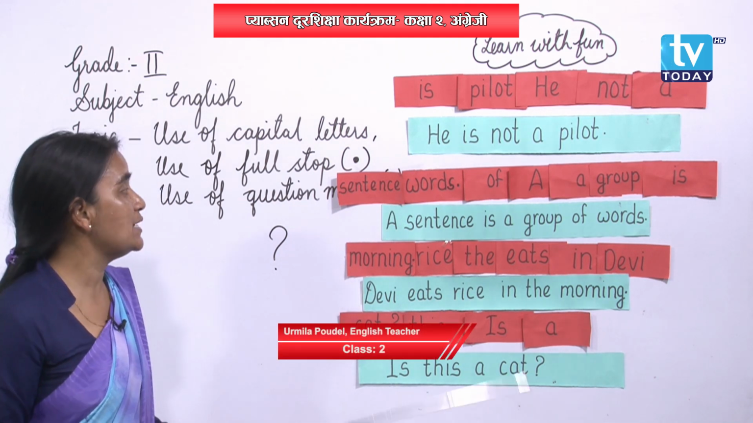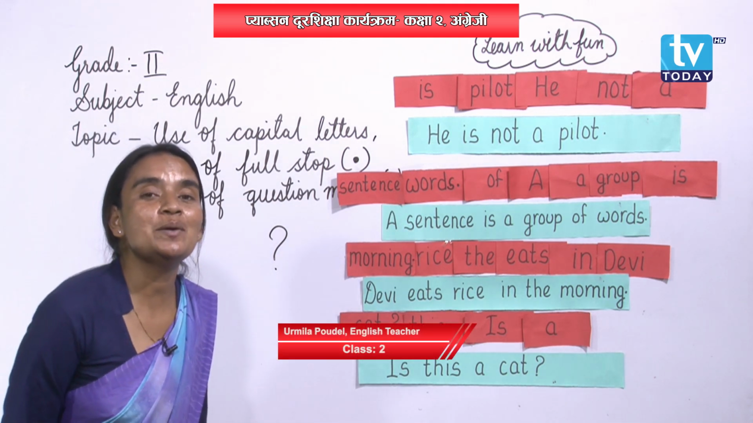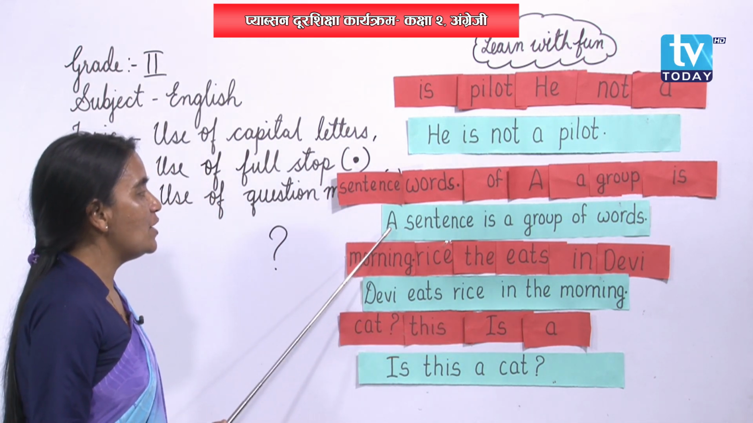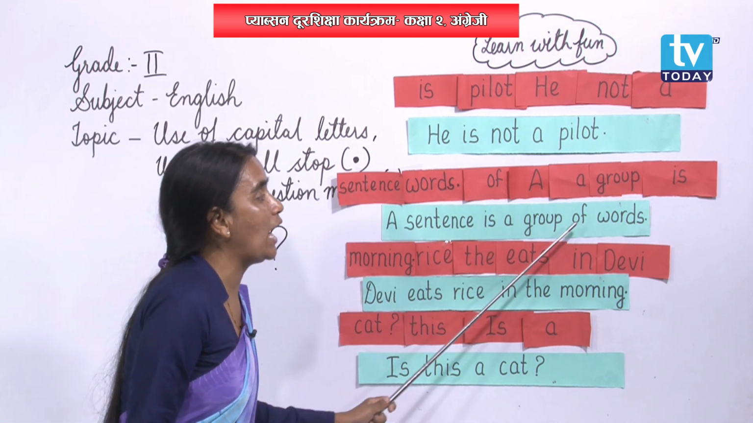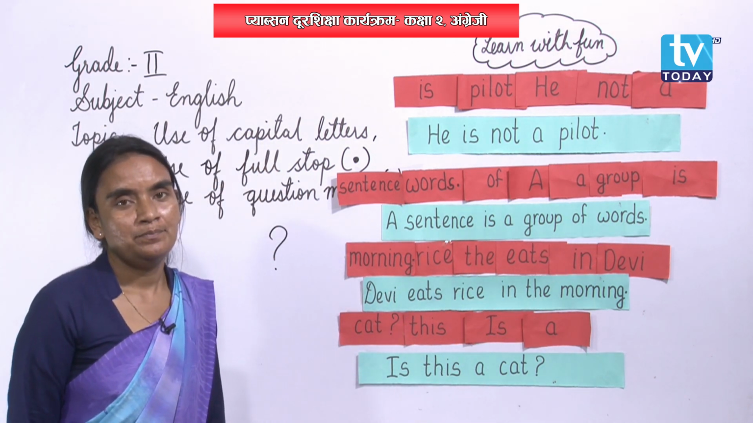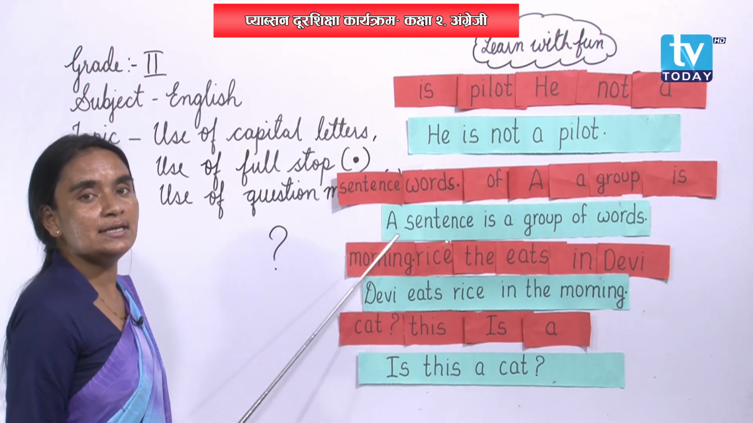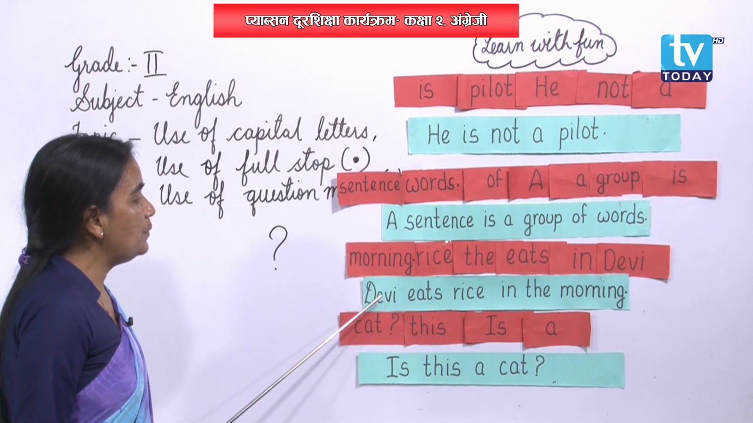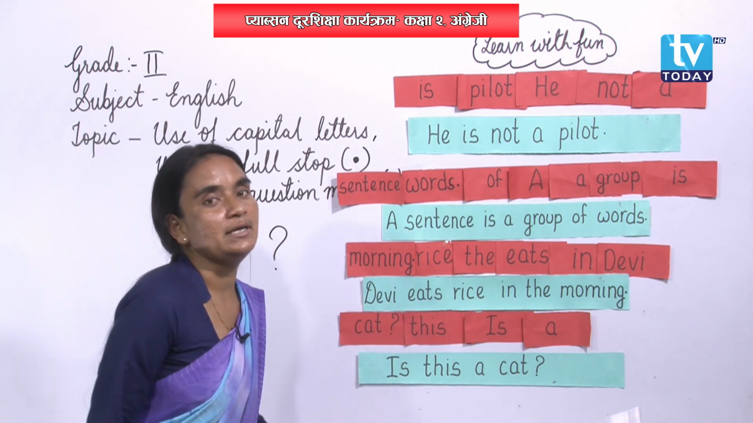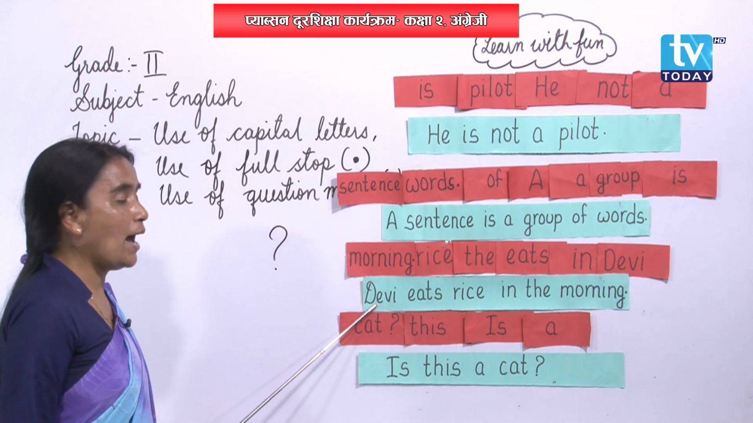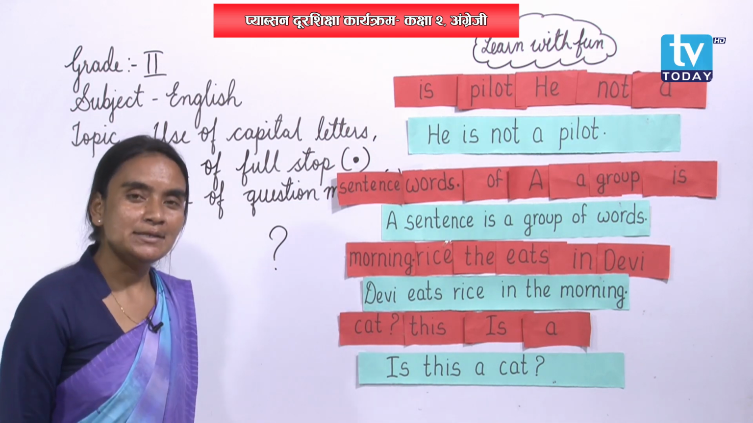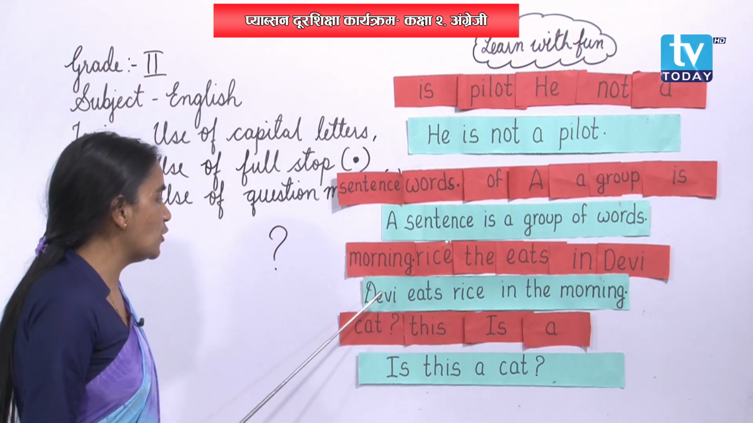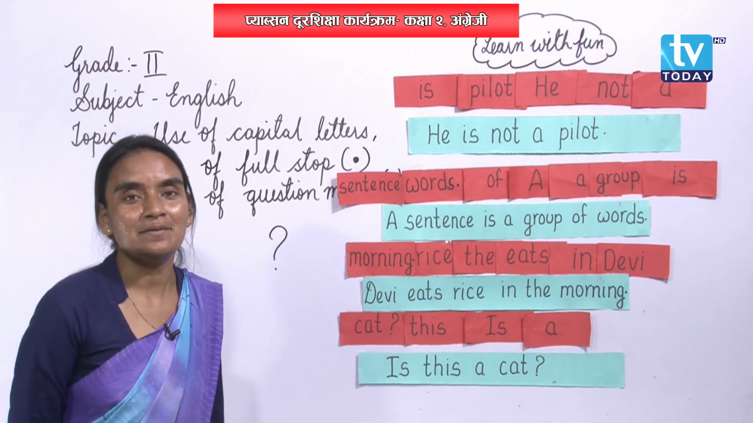Now let's go to the next sentence. It's also the meaning of the sentence. What? Capital letter. A sentence is a group of words. The starting initial letter is capital. The next one, Devi eats rice in the morning. D, capital. And remember children, Devi is also the name of a person, so that also consists of a capital.